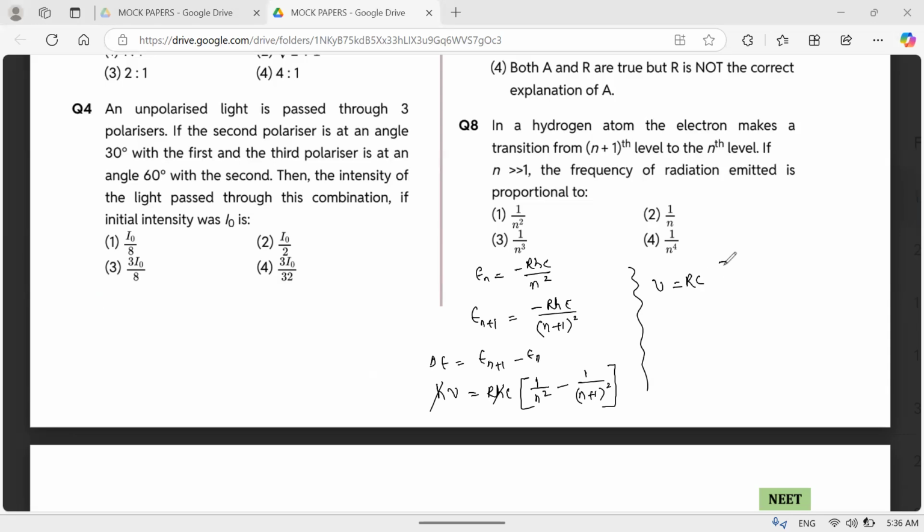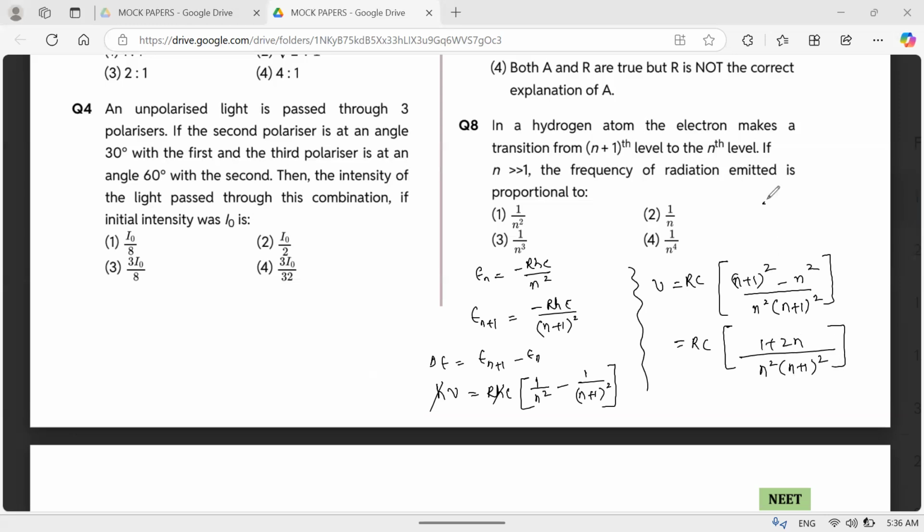So take the frequency. Nu is equal to how much? R into c. You take the LCM for this one. What is the LCM? n square into n plus 1 whole square. If I cross multiply, here it will become n plus 1 whole square minus n square. So this will be equal to R into c, and the LCM is n square into n plus 1 whole square. It is in the form of a plus b whole square, so n square minus n square will get cancelled. It will be 1 plus 2 times n.